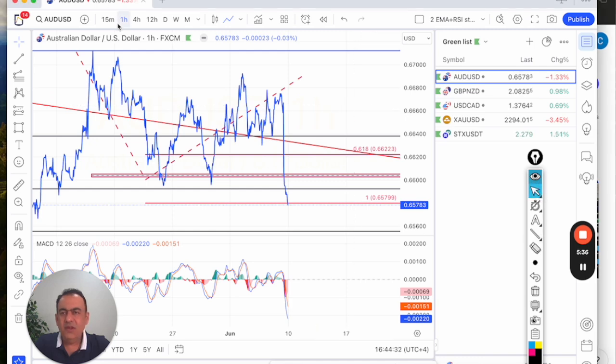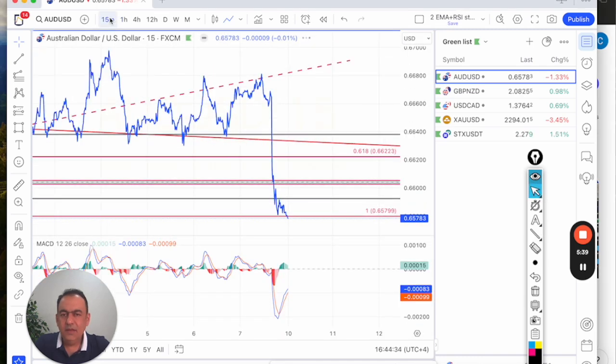Let's move to 15 minutes. Now, even on the 15-minute time frame, I do not see any signs of bullish divergence, which means there could be some short-term pullback, but no trend change and continuation in the lower direction. So this is the plan for AUDUSD for the coming week.